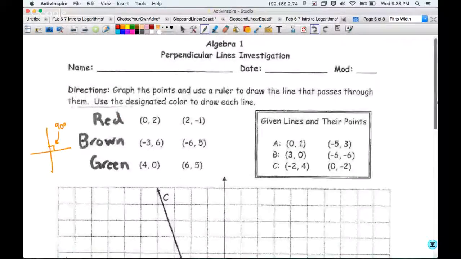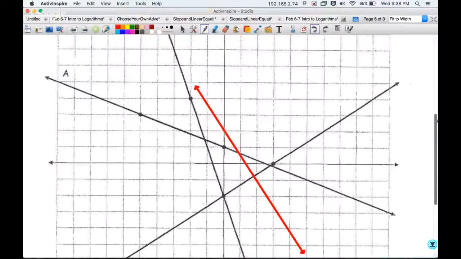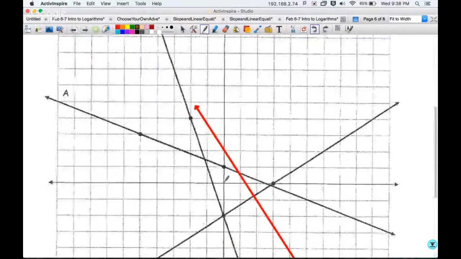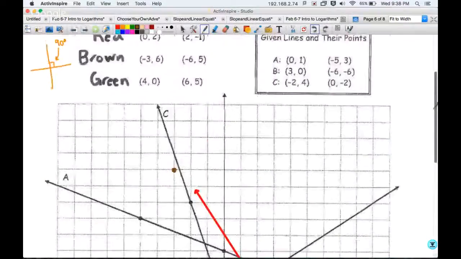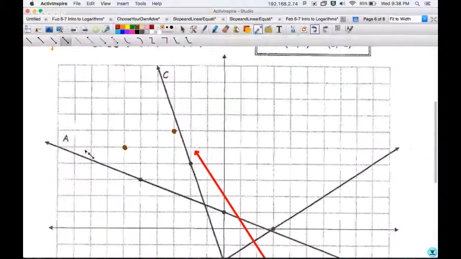All right, next up is the brown line. Let me just get rid of this. Brown line is going to go through the points negative 3, 6 and negative 6, 5. Negative 3, 6: 1, 2, 3, 1, 2, 3, 4, 5, 6. And negative 6, 5: 1, 2, 3, 4, 5, 6, 1, 2, 3, 4, 5. Connect them up with a straight line.